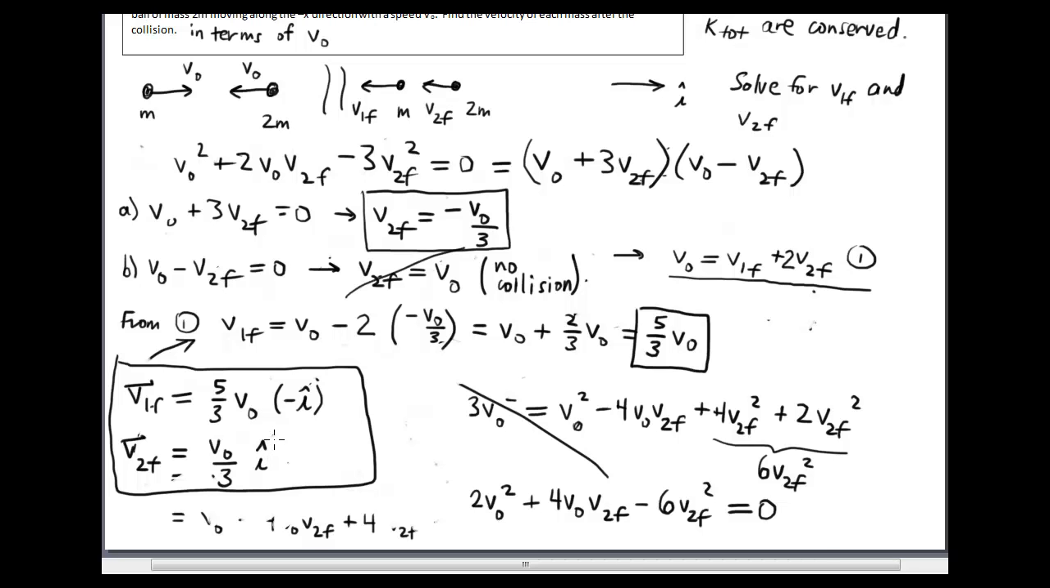So that's how to do an analysis of an elastic collision. I hope that'll help you on those homework problems, and I will see you in class.